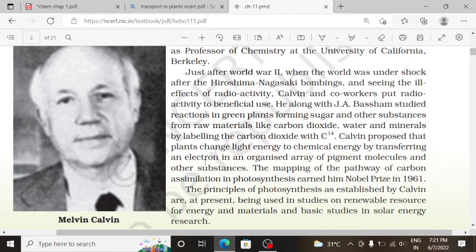He, along with J. A. Bassham, studied reactions in green plants forming sugar and other substances from raw materials like carbon dioxide, water and minerals by labeling the carbon dioxide with C14. Calvin proposed that plants change light energy to chemical energy by transferring an electron in an organized array of pigment molecules and other substances. The mapping of the pathway of carbon assimilation in photosynthesis earned him the Nobel Prize in 1961.